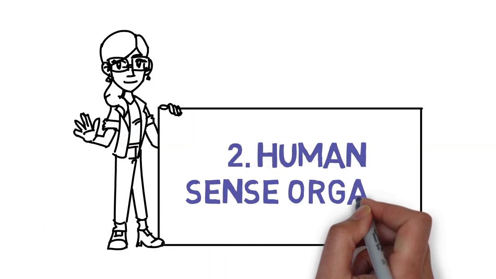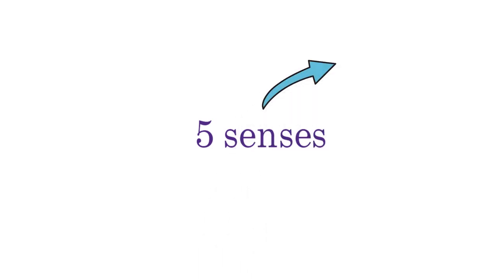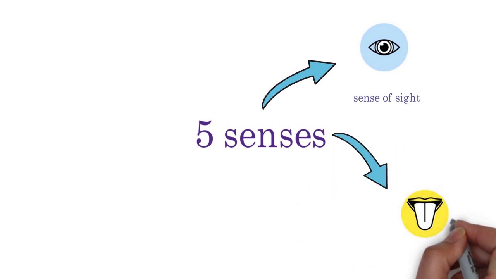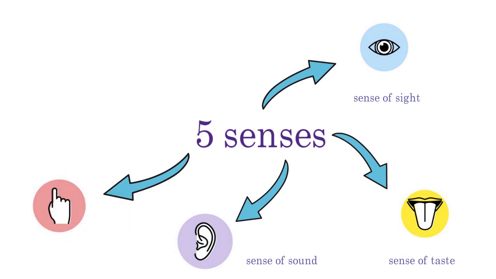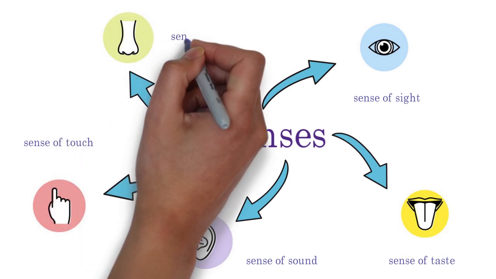Two, human sense organs. Body parts that help us to use our senses. We have five senses. Let's come to five senses. They are sense of sight, sense of taste, sense of sound, sense of touch and sense of smell.